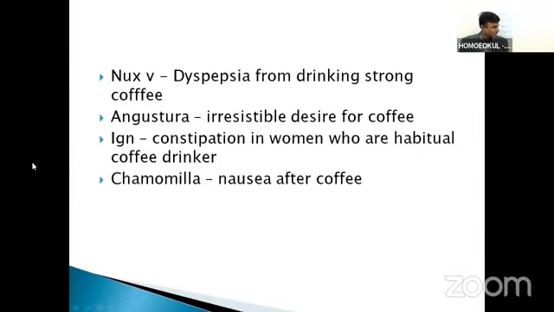Okay. So this is all about Psorinum from two books, Allen's keynote as well as from Boericke.